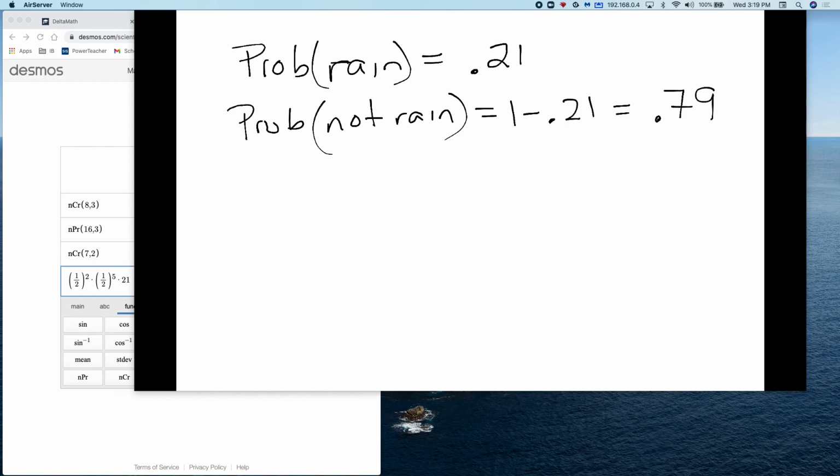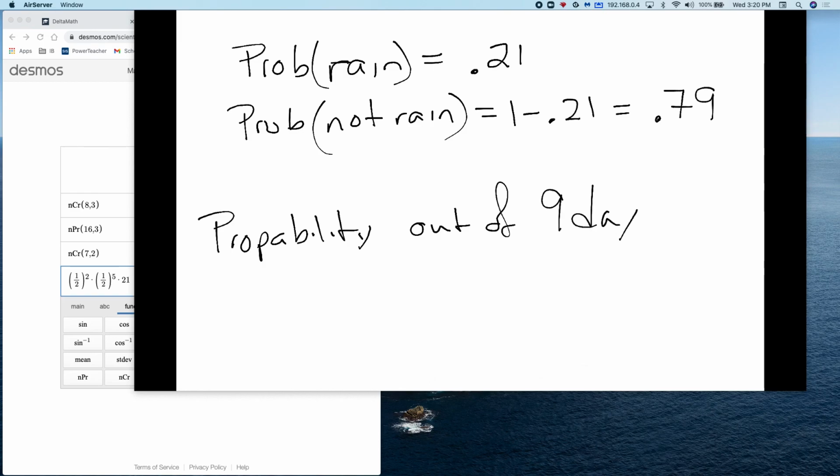So if I want to know what's the probability that out of 9 days it will rain 3 times, 3 days. Okay, so it could rain the first 3 days and be dry the next 6. It could be dry the first 3, rain the next 3, be dry the next 3. So there's an order to it, right?